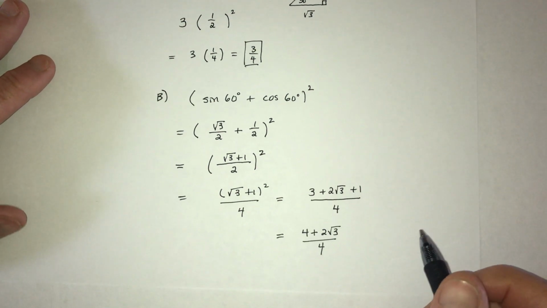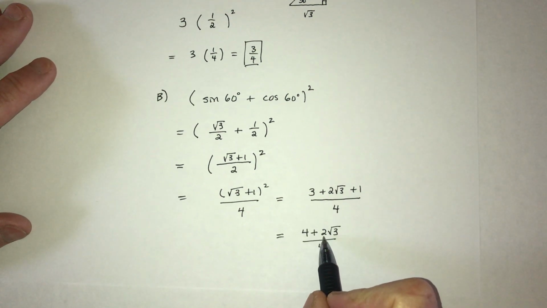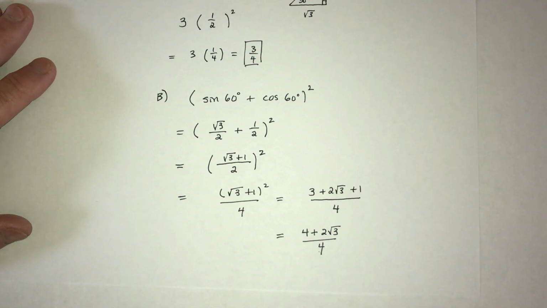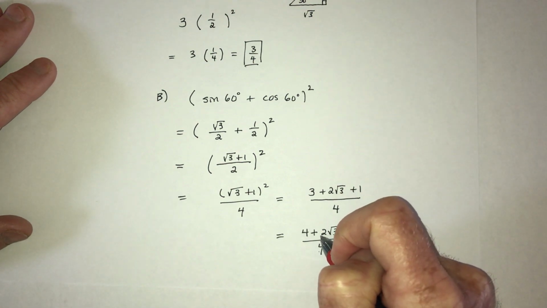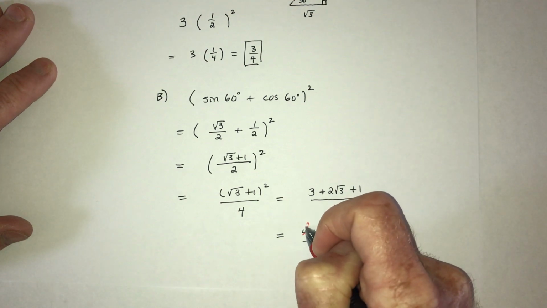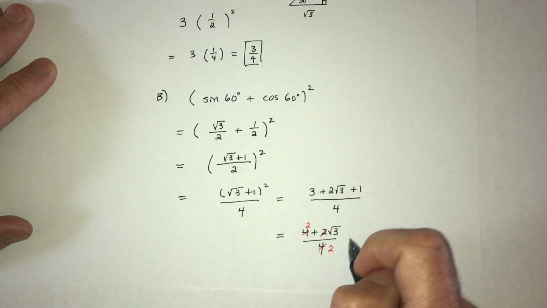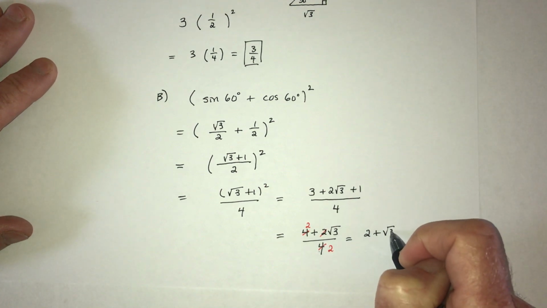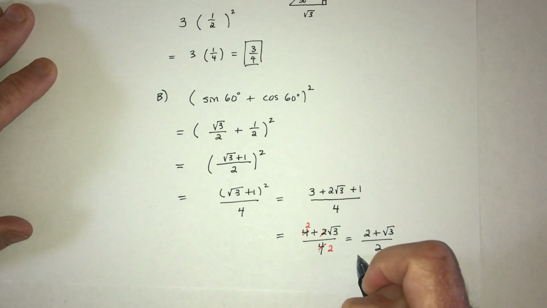And at this point, I have to keep going because this has a 2 in it, this has a 2 in it, and this has a 2 in it. So since it appears in all three terms, divide by 2, divide by 2, and divide by 2. So finally I get 2 plus a radical 3 over 2.